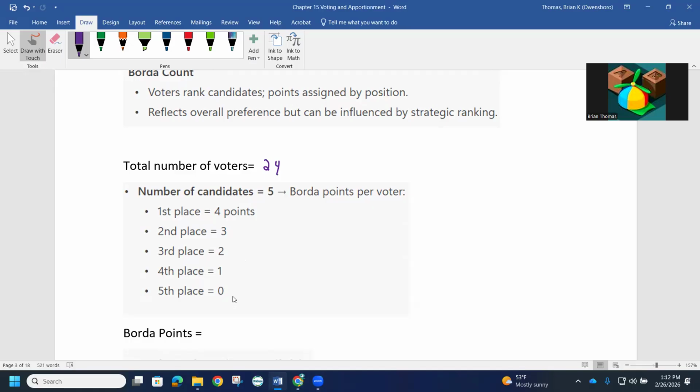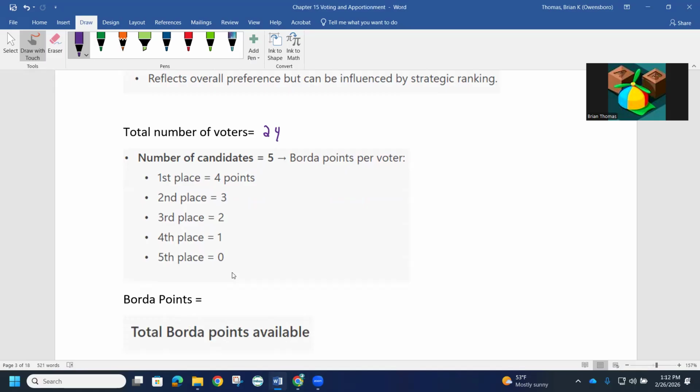Now the Borda points altogether, we have to add these all together. So 4 plus 3 is 7, 7 plus 2 is 9, plus 1 is 10, and plus 0 is 10. So the total Borda points assigned is going to be 10.